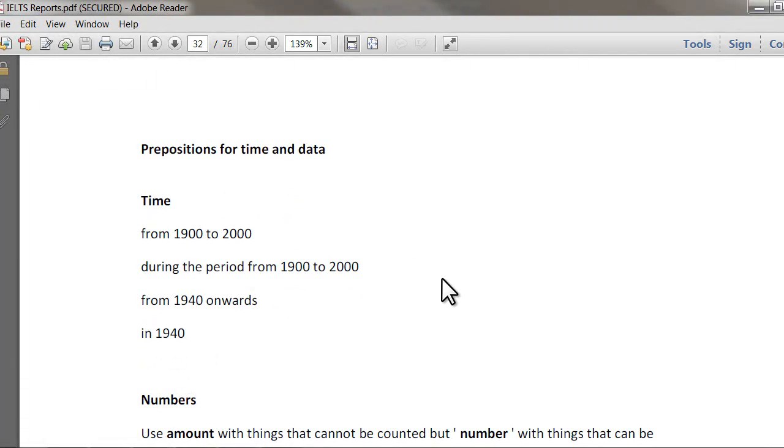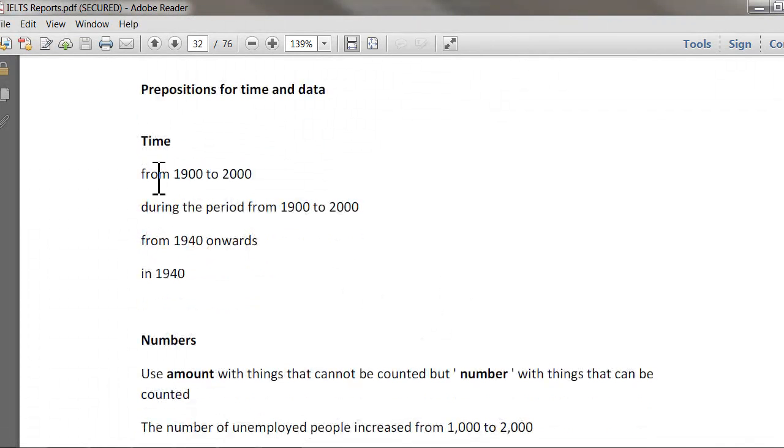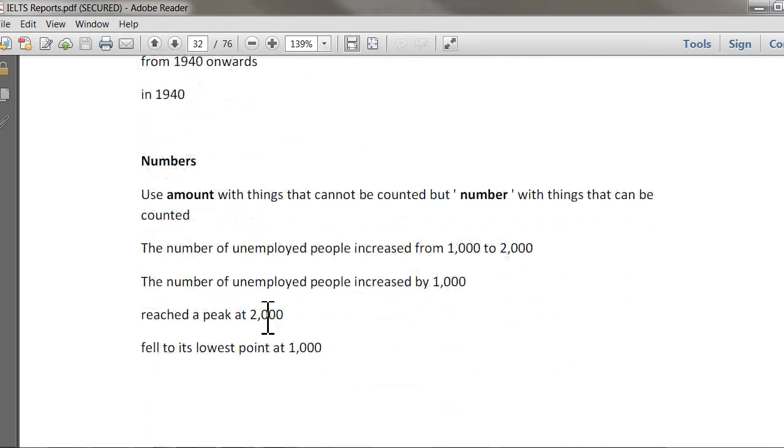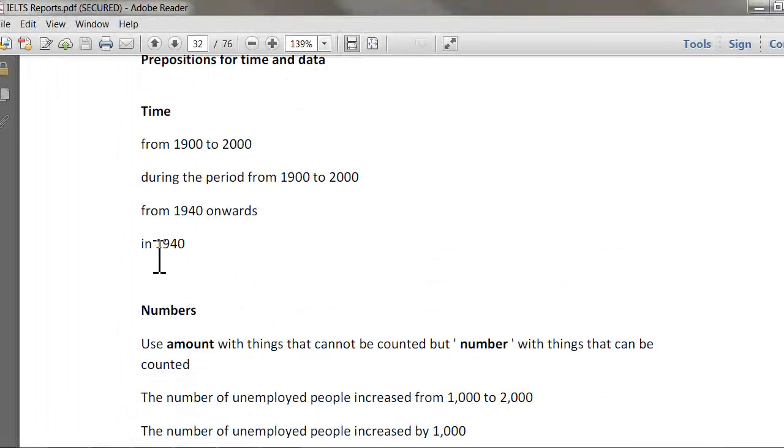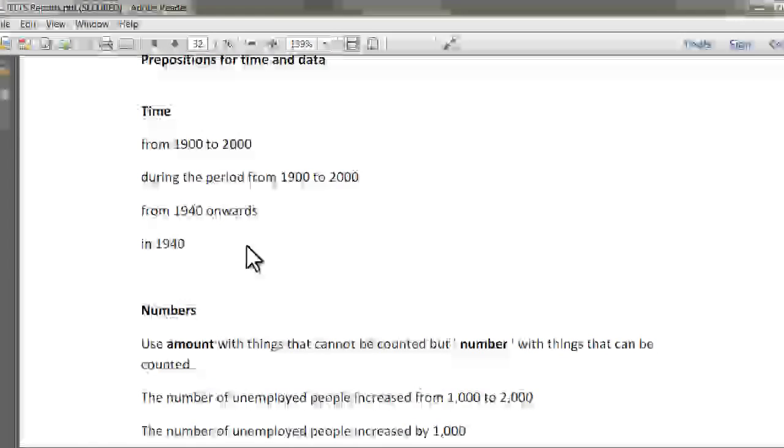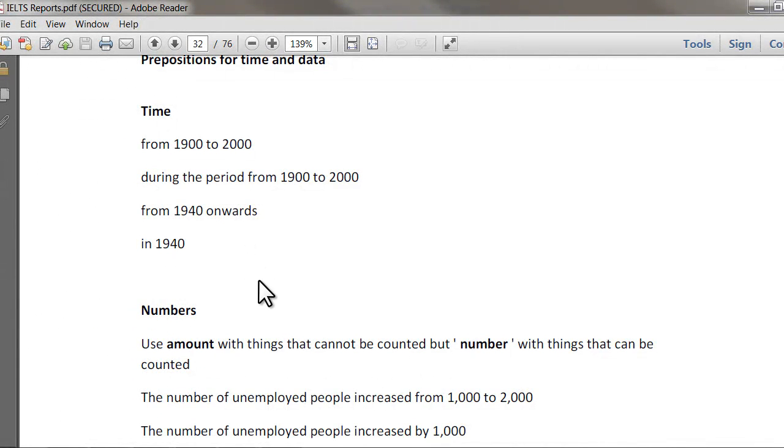Prepositions. These are the annoying little problems for people, and so I write these down so you can get some ideas of how to use the different prepositions with time and also with numbers. If you make a little error, like maybe you said at 1940 instead of in, it wouldn't necessarily decrease your score. Not on its own, but if you've got errors throughout to do with these types of little prepositions, that has an effect.